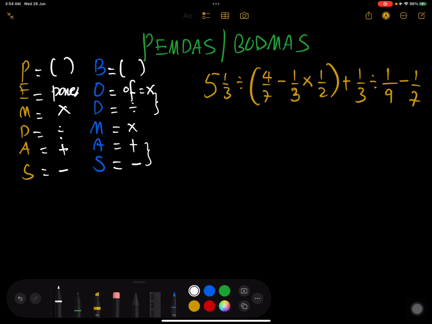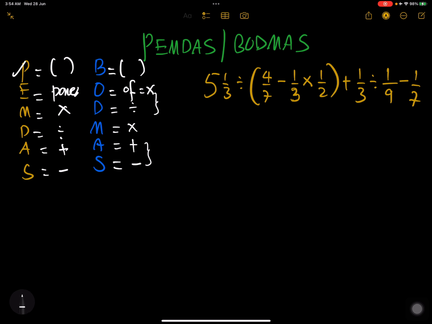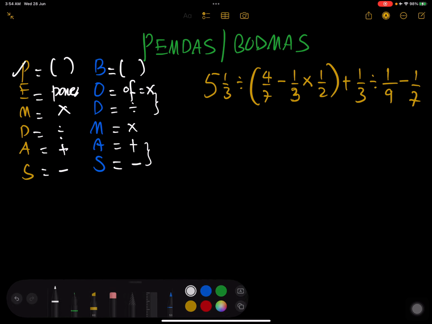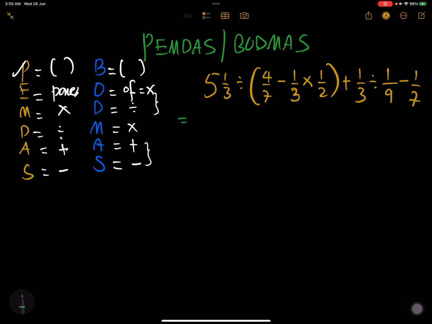To use PEMDAS, we're going to attack the parentheses first. Whether it is BODMAS or PEMDAS, we're going to attack the parentheses first. In the parentheses, there's a subtraction and a multiplication. If you look carefully, we need to always do the multiplication before an addition. So in the parentheses, we're going to solve this one first. We're going to write the same thing down.